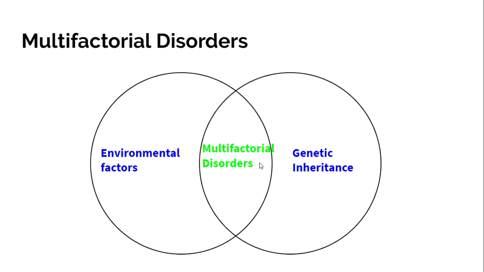It might be partly genetic, in that you're predisposed to having diabetes, but it can also mean that you've just been consuming a lot of food that also predisposes you to having diabetes. So both of these factors taken into consideration can cause multifactorial disorders.